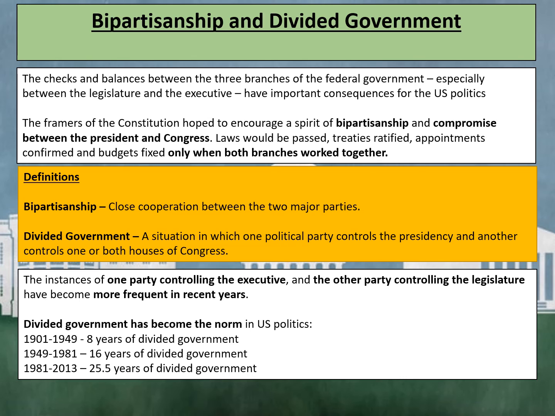Let's look at some definitions that are key to this particular area. Firstly, we have bipartisanship, which is the close cooperation between the 2 major parties. Then we have divided government, which is a situation in which one political party controls the presidency and another controls one or both houses of Congress. President George W. Bush managed to achieve his education reforms because he worked with leading congressional Democrats. The problem with bipartisanship is that it can cause gridlock.